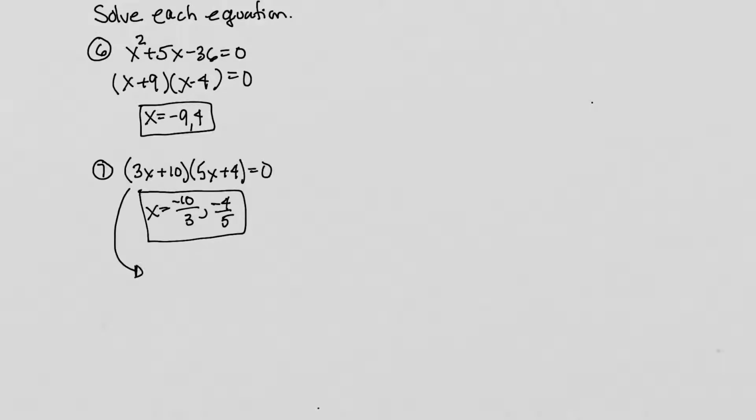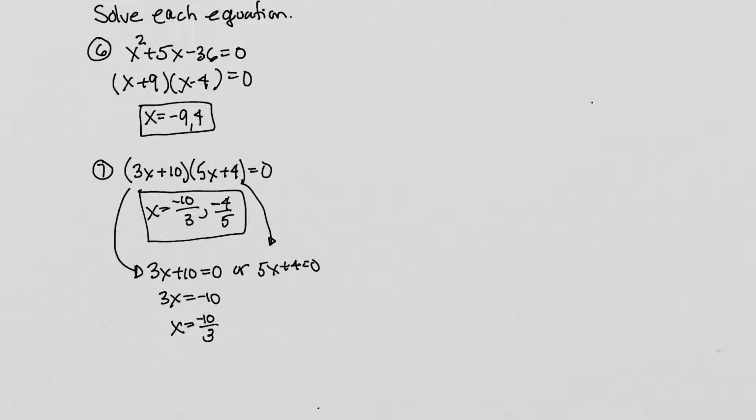And if you just want to carry it one step further, what you could see is this. Using the zero factor property, 3x plus 10 could be 0, or this one here, 5x plus 4, could be 0. And then solving the left one, we'll subtract 10 and divide by 3. So we'll get 3x is negative 10, divide by 3, we'll get x equals negative 10 thirds.